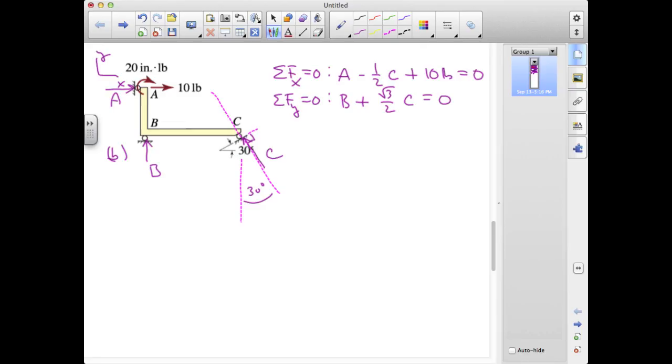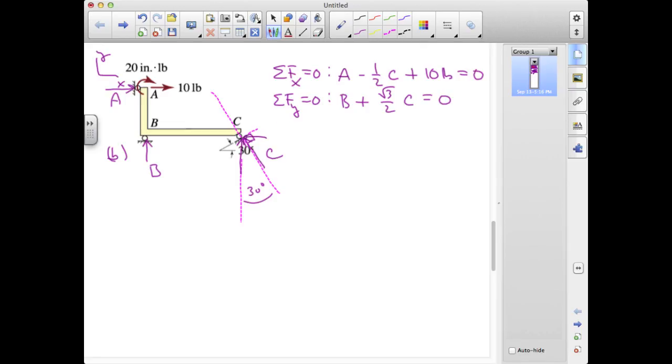I'm going to choose to take moments about point A because the lines of action of A and B intersect at A. Neither has a moment arm. So if we choose to take moments about A, only the unknown C will show up in the equation. And I'm going to make a note here that because C is inclined at this angle, it will be easier to break C into its components. So the CX component will be like this, and the CY component will be like this. And we'll use those two pieces separately when we take moments.